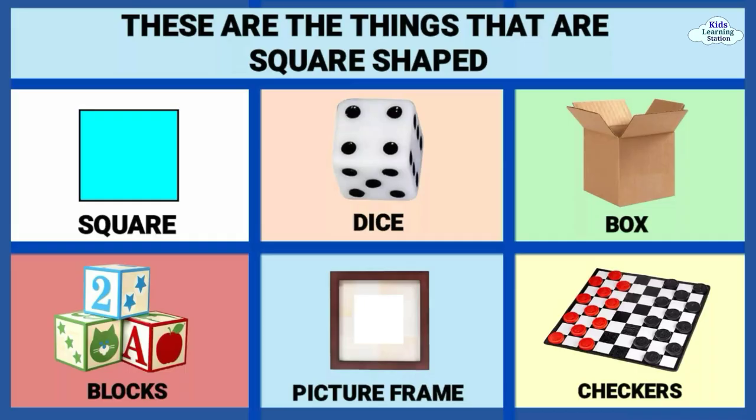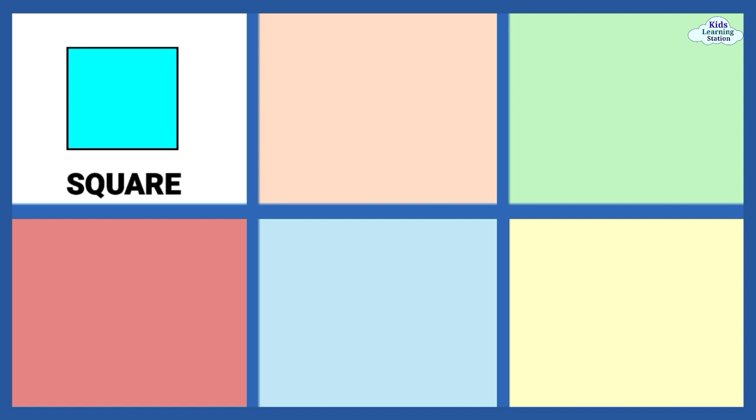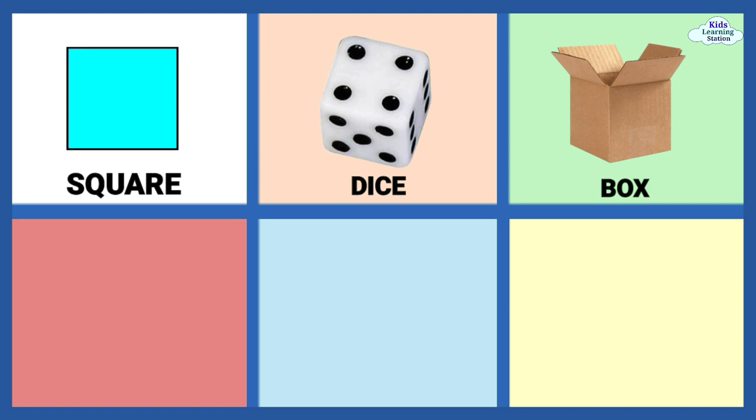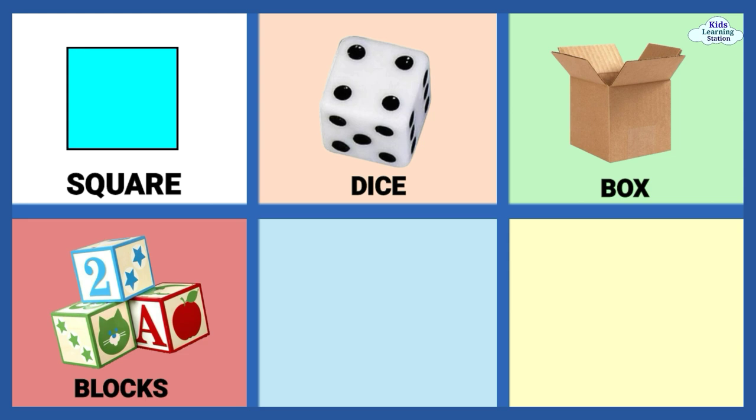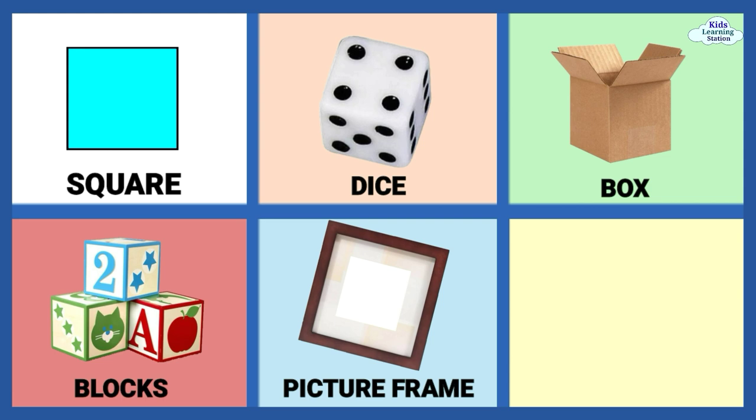These are the things that are square shaped. Square. Dice. Box. Blocks. Picture frame. Checkers.